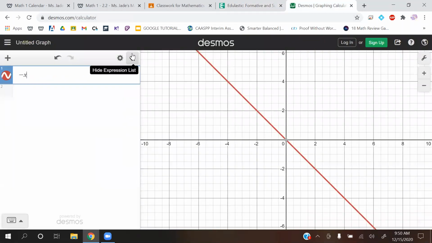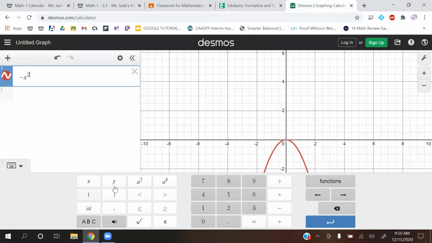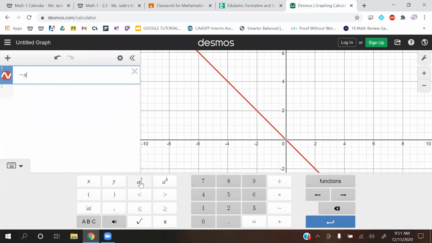Negative x squared. How do you type squared? You can use shift and 6, and it'll let you type there. Another way is to use the keyboard here, and then press this button. If I didn't do that, I could have opened up my keyboard and pressed the a squared button, and it will put negative x squared.